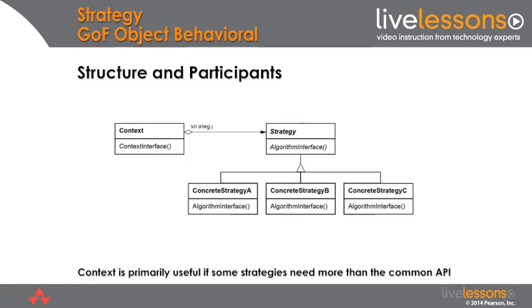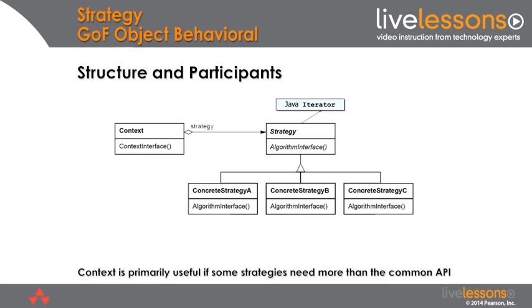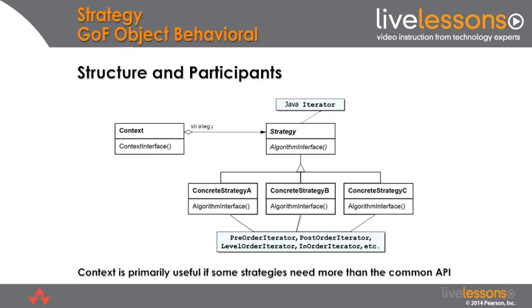Let's talk about the structure and participation. As you can see, the pattern is broken up into a couple of pieces. There's something that's called the strategy portion. That's the most interesting part. That's the part that defines the interface that does the actual behavior. In our case, we implement this using Java Iterator, which defines those operations we talked about before that involve iteration. We then have a number of concrete strategies. These include things like pre-order iterator, post-order iterator, level order iterator, and in-order iterator.